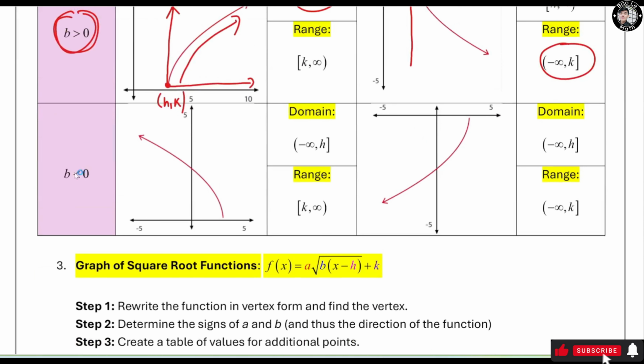Now, if a is greater than 0 and b is less than 0, it's going this way, right? Domain is going to be from negative infinity to h, and the range is going to be from k to positive infinity. And the last one, b less than 0, a less than 0, is going this way. Domain is going to be negative infinity to h, and the range is going to be negative infinity to k, right?